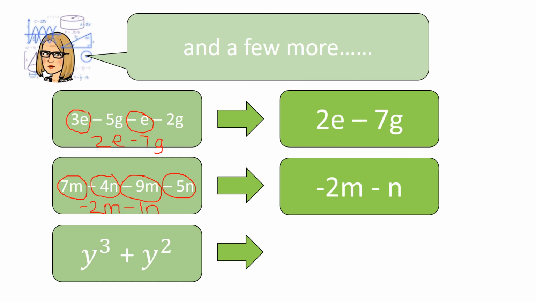Look at the bottom one, I've got y cubed plus y squared. Okay, even though they've both got y, these aren't like terms, so I can't collect them. There's nothing I can do here.